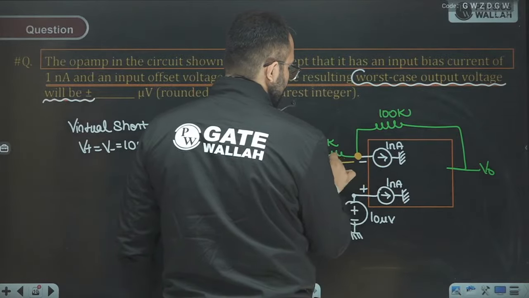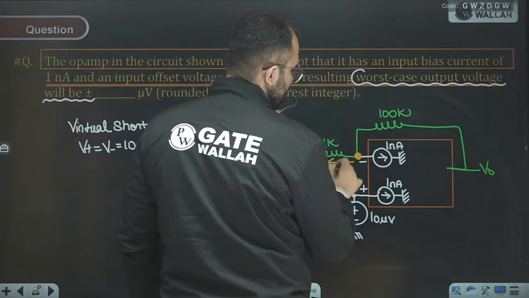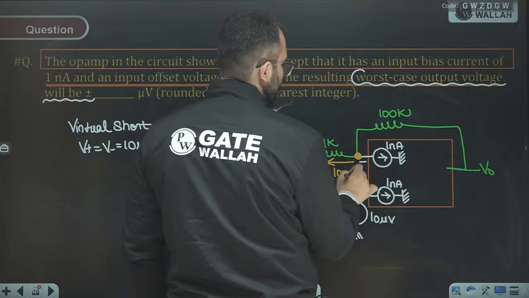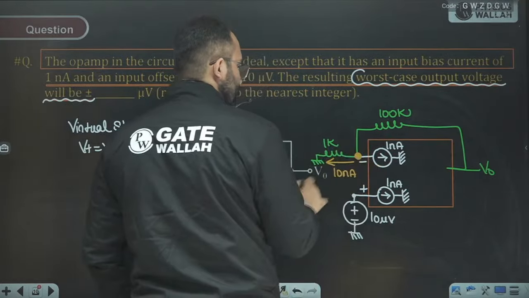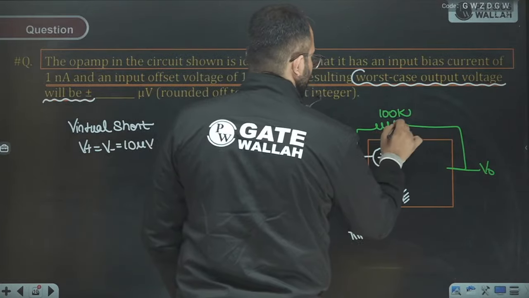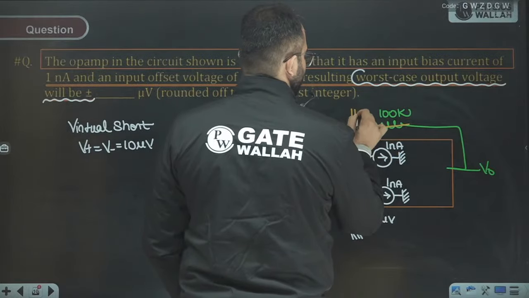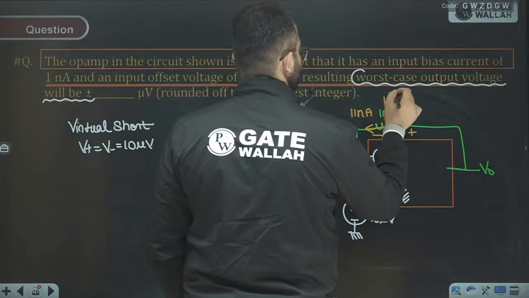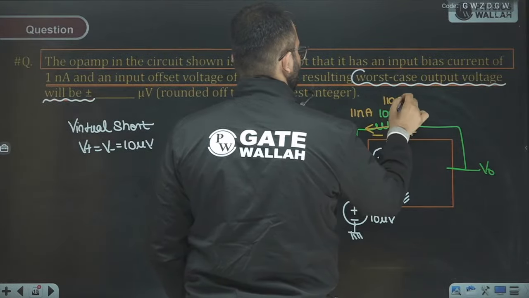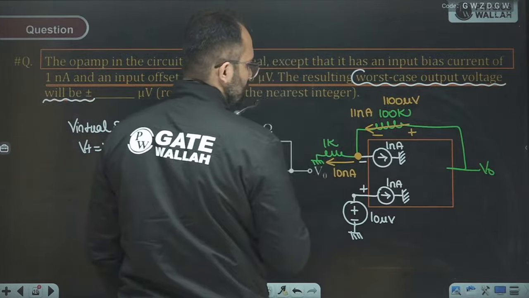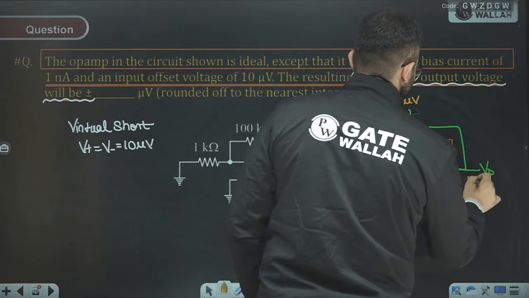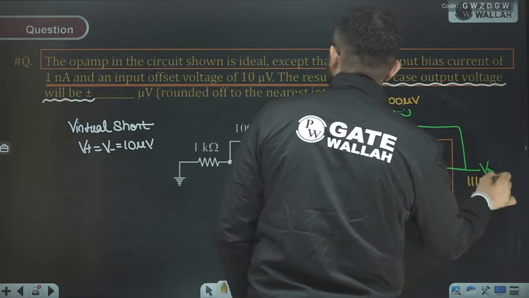What is the current here? So we can see that the current will be 10 nano ampere, because 10 microvolt over 1 kilo ohm is 10 nano ampere. So we can see here we have 11 nano ampere. The potential will be 1100 microvolt, and so output will be 1110 microvolt. Please check, all of you.